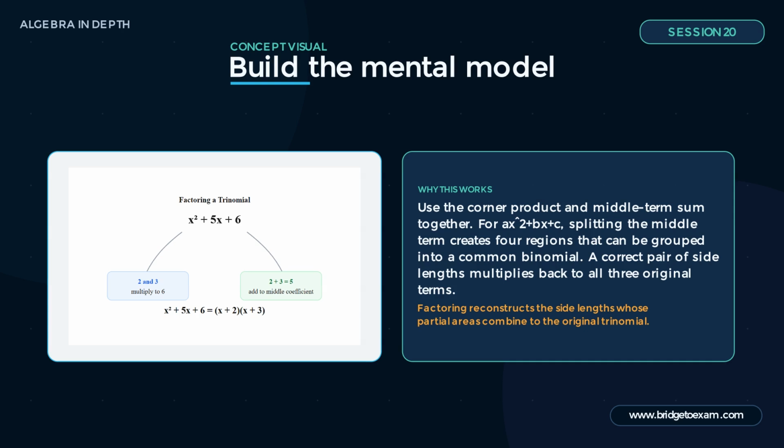Use this first move. Factor out the greatest common factor first. Then, count terms. 2 may signal difference of squares. 3 may signal a trinomial.